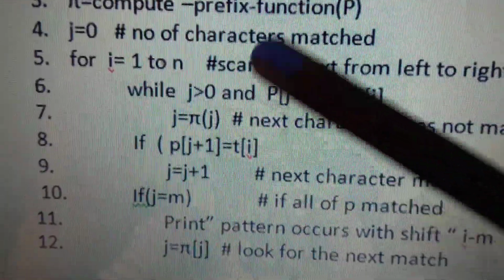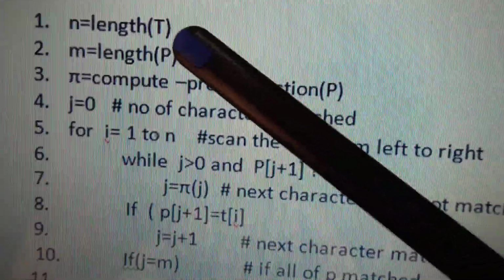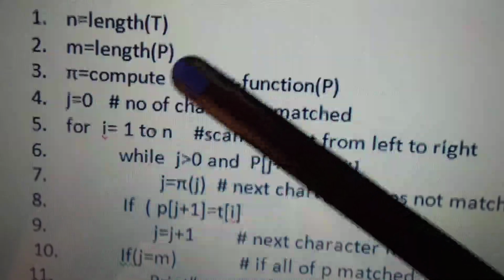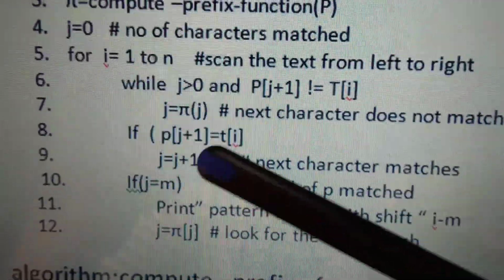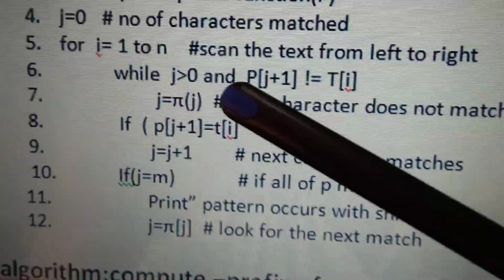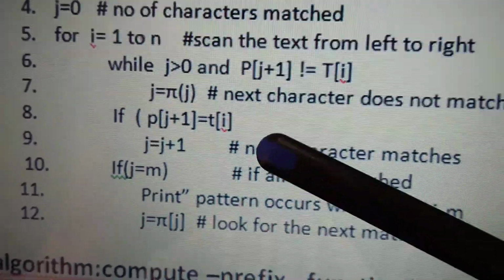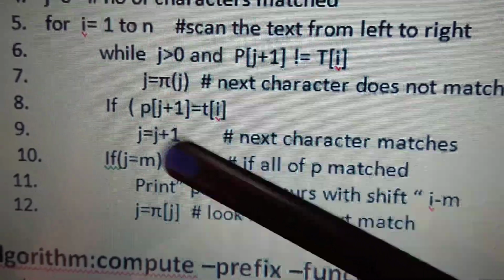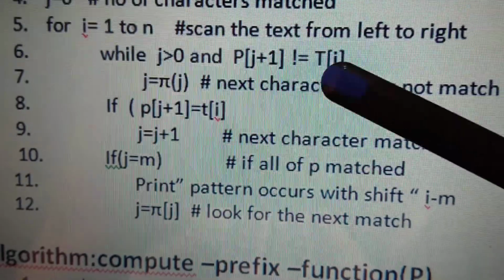Is it clear to all of you? It is simple. The first two steps you already know: find the length of the text and the length of the pattern, generate the pi table, and then start the comparison. In the comparison, there are two cases. One is that your pattern character may be equal to the text character, and the other is that your pattern character may not be equal to the text character.